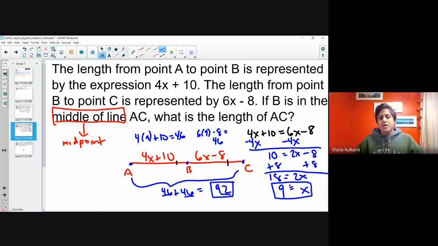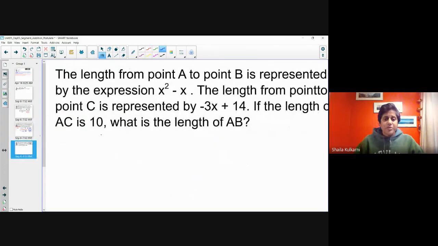Let's do one more. The length from A to B is represented by the expression x squared minus x. So I'm going to draw that, x squared minus x. The length from point, I think that was meant to say point B to point C, it looks like I have a little typo here. Point B to point C is negative 3x plus 14.